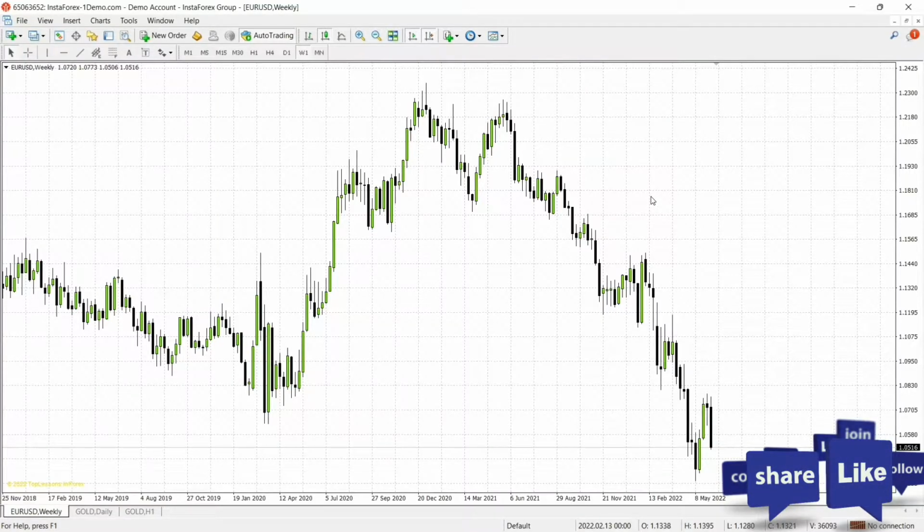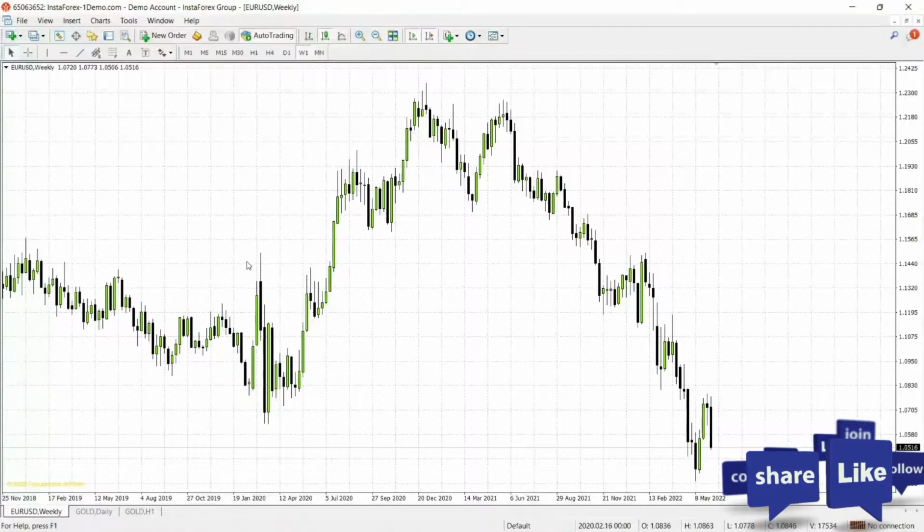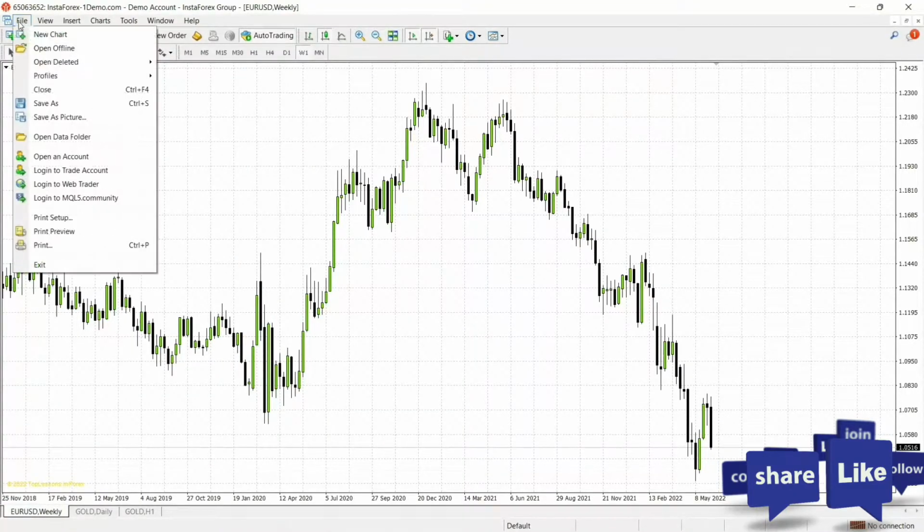So before we start, I want us to look at the process that we can use to add this Bellie System to our MT4 or MT5 trading platform. So if you look on my screen here, you can see this is my Bellie System folder, and I'll be adding it to my MT4 platform. So I'll open my MT4 platform, which is my InstaForex platform, and I'll go to File, and I'll look for Open Data Folder.